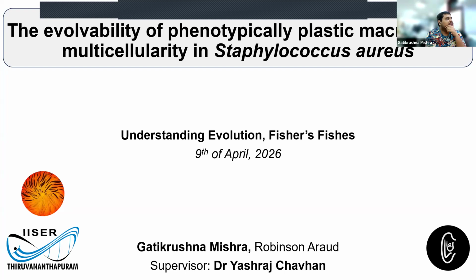So, my project is about phenotypic plasticity mostly, and we use the macroscopic multicellularity in Staphylococcus aureus, which happens to be plastic, just as a tool to understand the evolvability of plasticity. And this project actually came into being when I was in my fourth year, and Yash was taking a course about evolution, and he was introducing phenotypic plasticity to us and polyphenisms, where he was talking about how there can be different phenotypes in different environments, but the genotype does not change.